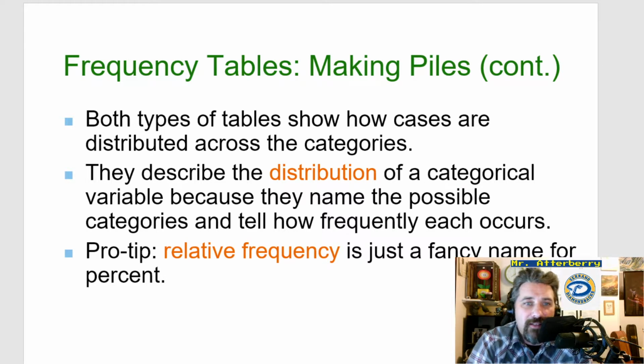Making piles continued. Both types of tables show how cases are distributed across the categories. They describe the distribution of a categorical variable because they name the possible categories and tell how frequently each occurs. And it says a little pro tip here: relative frequency is just a fancy name for percent. Try not to forget that.